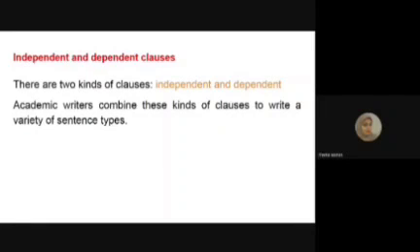So we have two kinds of clauses: dependent and independent clauses. Academic writers combine these two kinds of clauses in order to write a variety of sentence types. To write in an interesting way, we need to vary our sentences. Sometimes we write simple sentences, and other times compound or complex sentences, combining independent and dependent clauses to vary the style of our writing and make it interesting for readers.